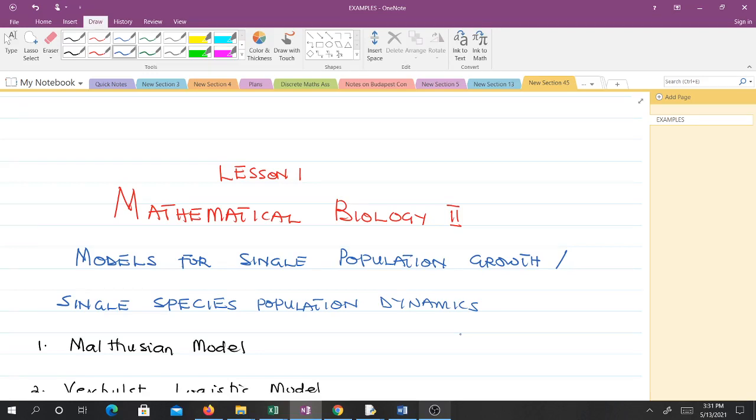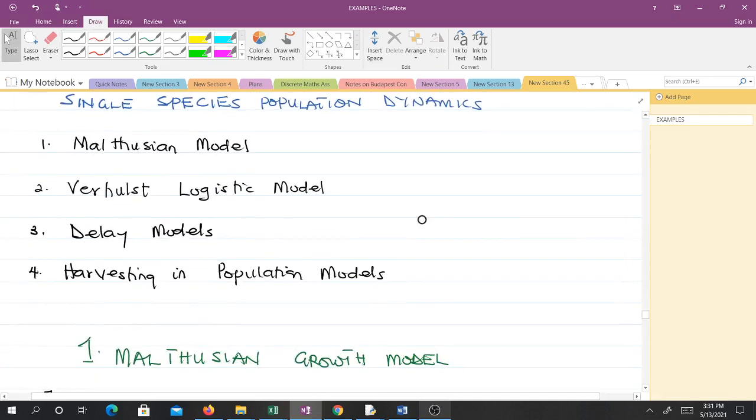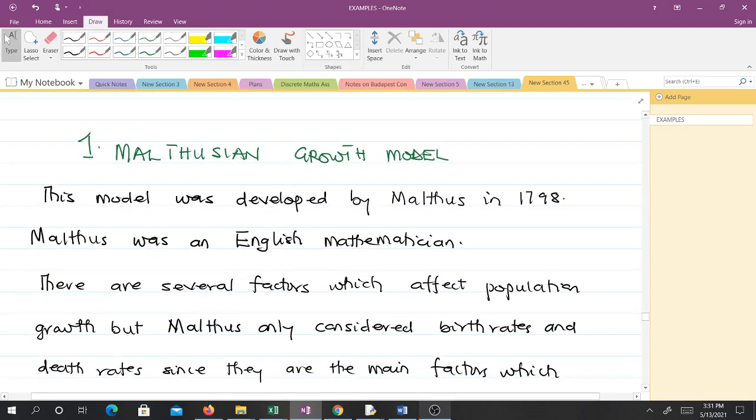So, in our first series of videos, we'll be talking about models for single population growth, or single species population dynamics models. We'll talk about the Malthusian model, the Verhulst logistic model, delay models, and harvesting in population models. In this first video, we'll be talking about the first one, which is the Malthusian model.